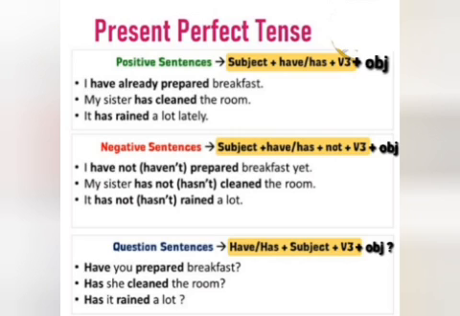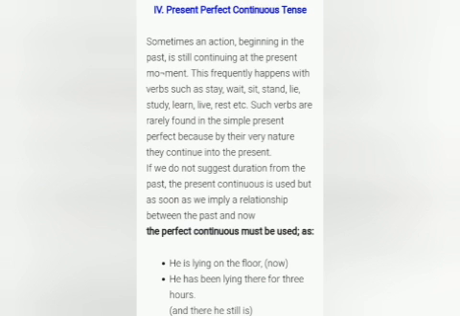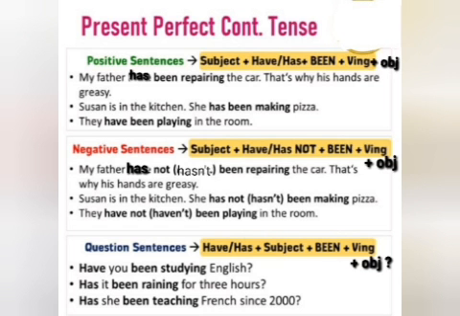Yes. Now fourth variation is present perfect continuous tense. Now this is used for an action that began in the past and is still continuing at the present moment. Yes, तभी तो वो present continuous, present perfect continuous हुआ. Now you are simply focusing on for how long the action has been happening, the length of time of the action, like he has been lying on the floor, है ना.